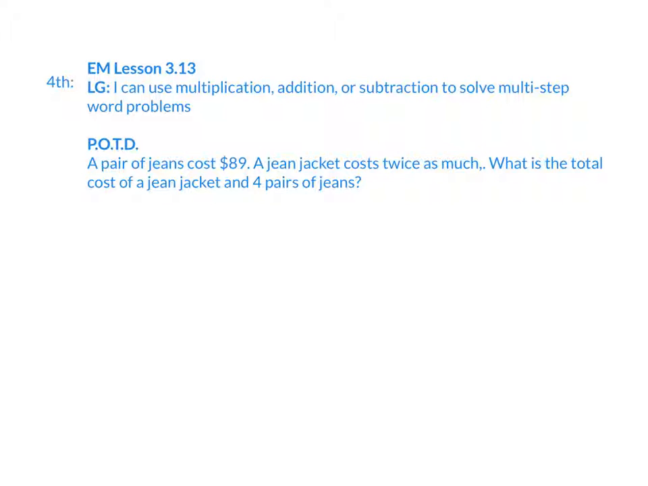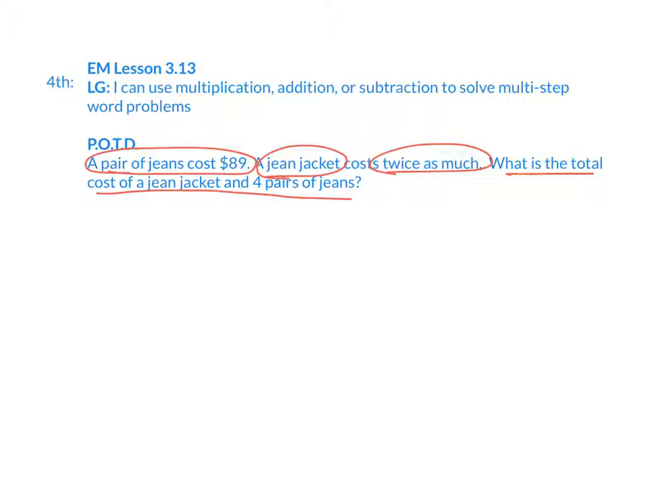Okay, so the first thing we have to figure out is what is this question asking us to find? Anushka, what's the question asking us to find? The question is asking us to find the total amount of a jean jacket and 4 pairs of jeans. Good. We're trying to figure out how much it would cost to buy one jean jacket and 4 pairs of jeans. What important information do we need in order to figure that out? Swarnima? One pair of jeans is $89. And a jean jacket costs $2,500. 4 pairs of jeans and one jean jacket, right?